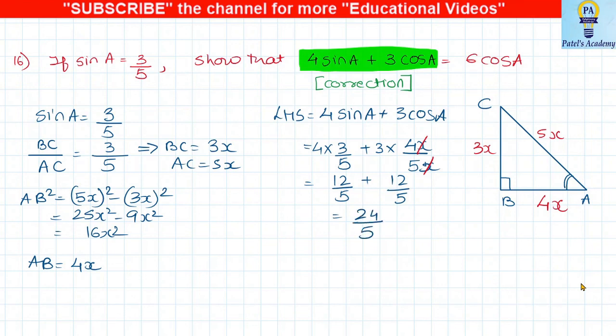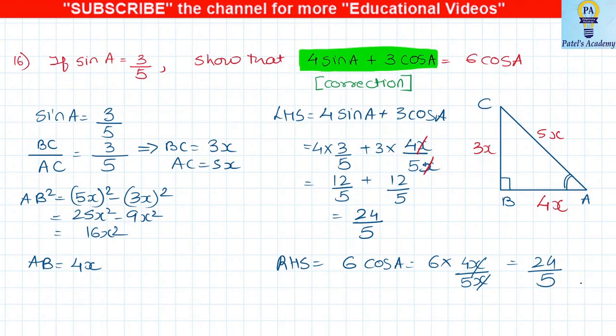Okay, we got LHS. Now let's see what we want on the right hand side. Right hand side is 6 cos A. 6 as it is. Again, cos is nothing but adjacent upon hypotenuse. So 4x upon 5x. X and x will cancel. We will get 24 upon 5.